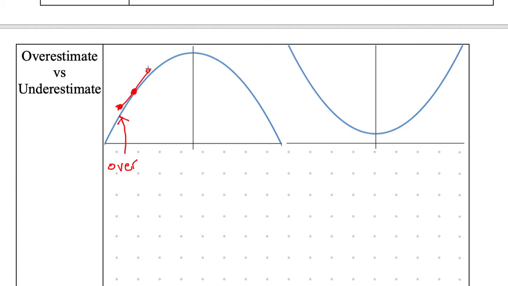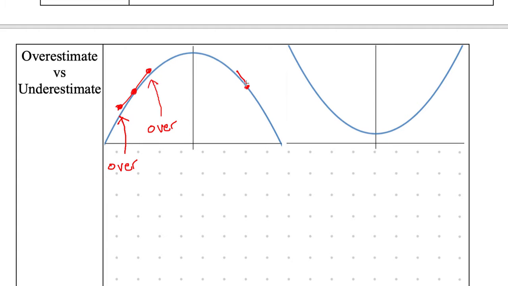What about this line to the right? Is that an over approximation or an under approximation? Over. Interesting. That's also an over approximation. Take a guess before you do it. Do you think you're going to have an over approximation or an under approximation on the right side? Over? Let's try it. So let's go ahead and make a slope.